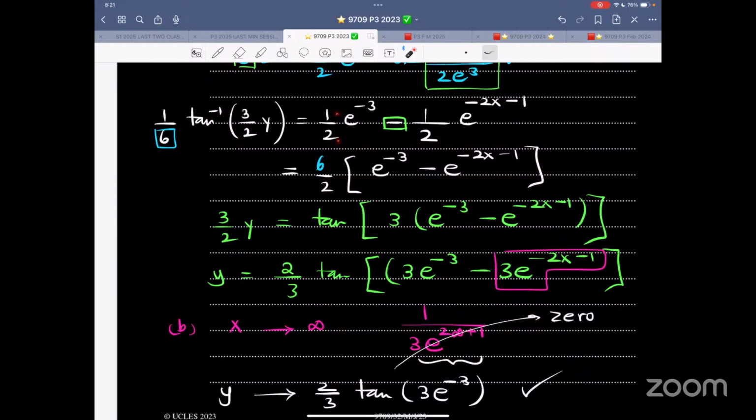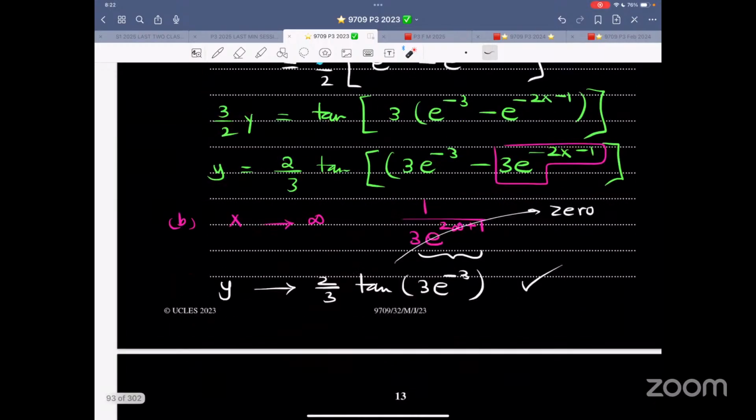This is 1 over 2. This is 1 over 2. This is 6 over here. So 6 into half is 3. 6 into minus half is minus 3. So basically this 3 is taken common up. E raised to power of negative 3, e raised to power of negative 2x negative 1. And this is tan inverse of this. Therefore, 3 over 2y is tangent of this side. And then you make y the subject.